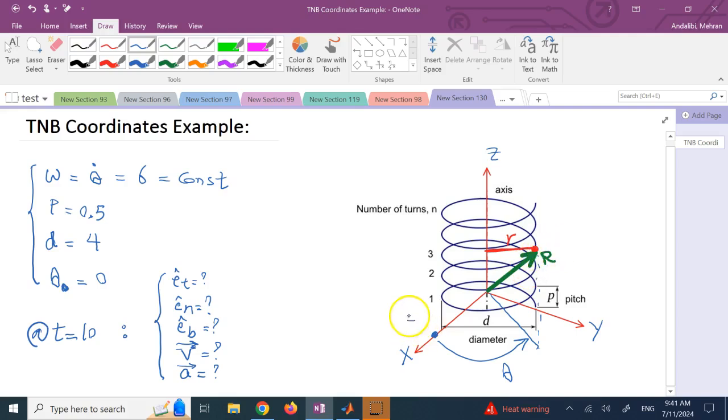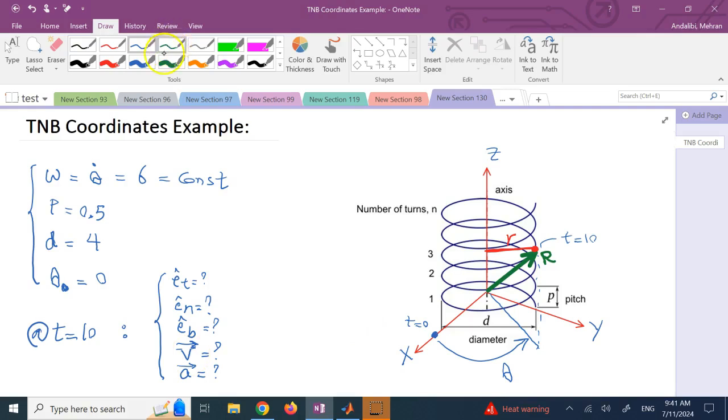So this was when t was 0, and now at t of 10 seconds we want to know basically what are the unit vectors of this frame, et, en, and e binormal, at that location, and what is the velocity, what is the acceleration of the particle in terms of i, j, and k. Okay, we want to know the velocity and acceleration vectors.